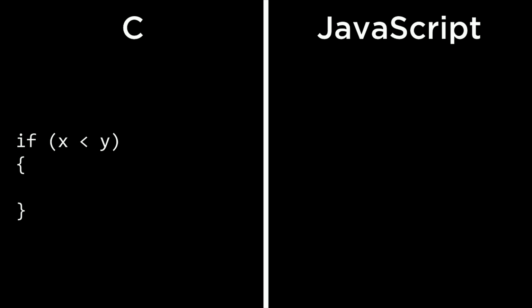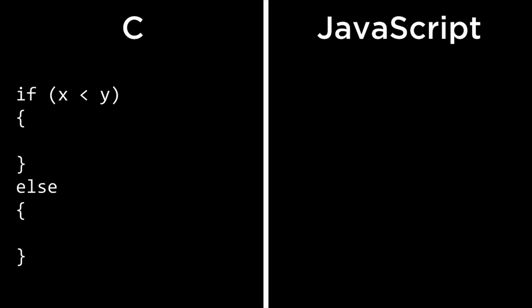In C, this was an example of a condition that checked, for example, if x was less than y. And in JavaScript, that syntax is identical. If, and then in parentheses, the Boolean expression we want to check, if x is less than y, and then curly braces to enclose the body of that if condition.